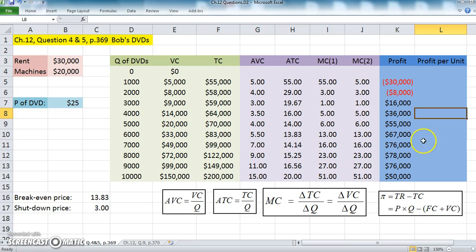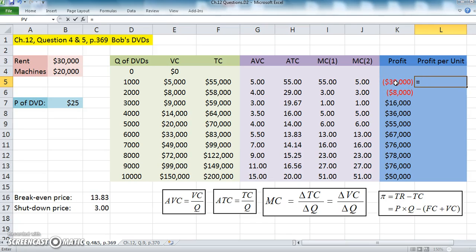Okay. So we see the highest profit is achieved at a quantity of 8,000, and the highest profit is 78,000. Okay. And that, of course, is where the price, the marginal revenue, equals the marginal cost, without the marginal cost being greater than the marginal revenue. So when it comes to profit per unit, I'm going to take the profit.